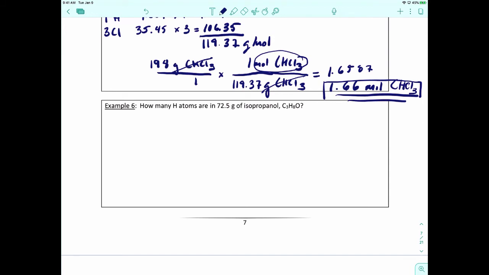All right, so here's what we're going to do. We know that we've got grams of isopropanol, which I'm going to shorthand as iso. The first step is that we're going to have to convert this from grams of iso to moles of iso. Once we're in moles of isopropanol, there are 2 different ways that we could go about this. You're going to get to the same answer either way.